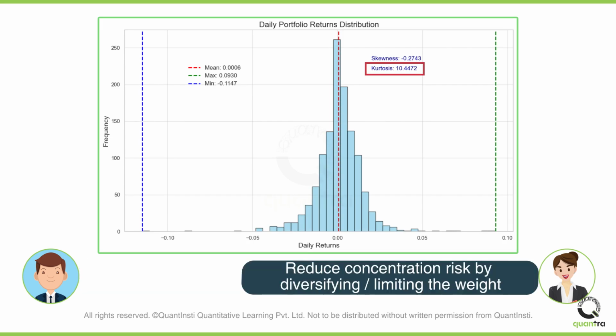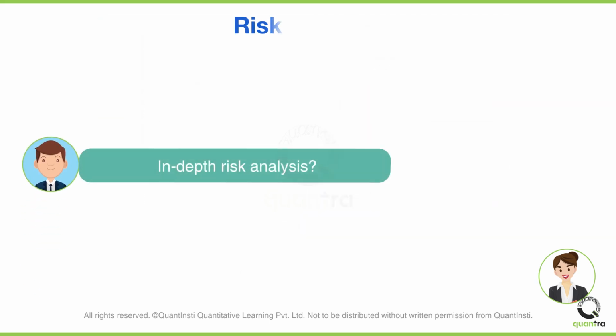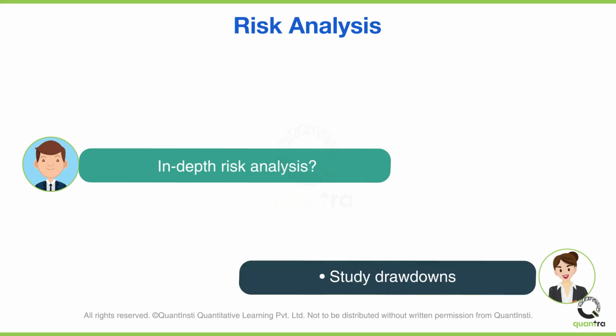As discussed earlier, these risks can be reduced by diversifying or limiting the weightage to a specific factor or an asset. How do we perform in-depth risk analysis? This can be done by studying the drawdowns of the portfolio and also understanding how the portfolio performed during stressful events in the market.